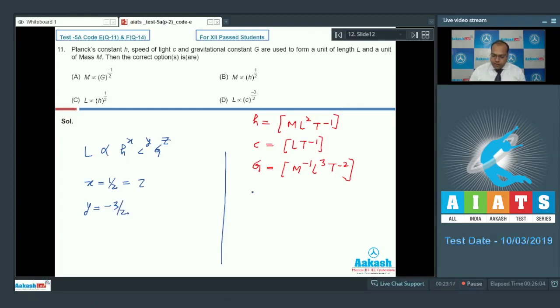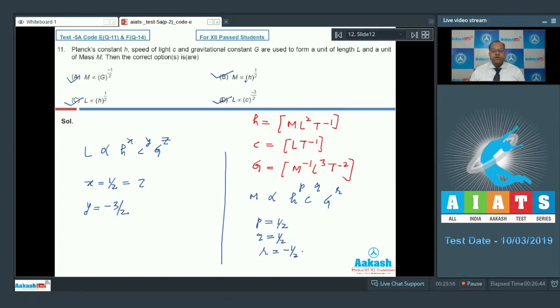Similarly, if I solve for m, then m can be written as a function of h raised to the power p, c raised to the power q and G raised to the power r. So if I compare LHS and RHS and solve for p, q, r, then the value of p comes out to be half, the value of q comes out to be half, and the value of r comes out to be minus half. So I can see that options A, B, C and D are correct. So the correct options for question number 11 are options A, B, C and D.